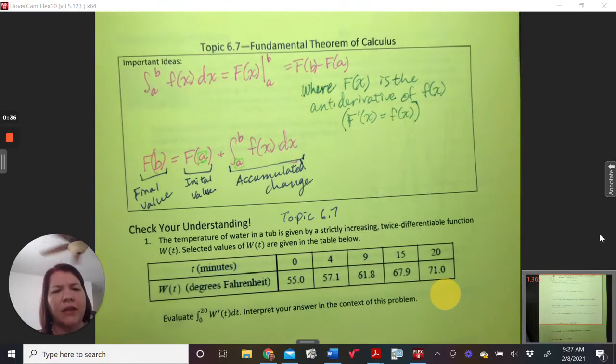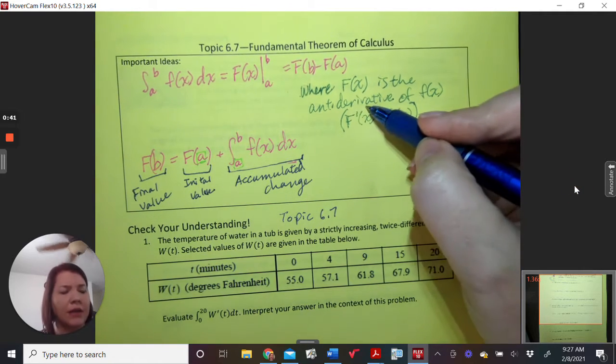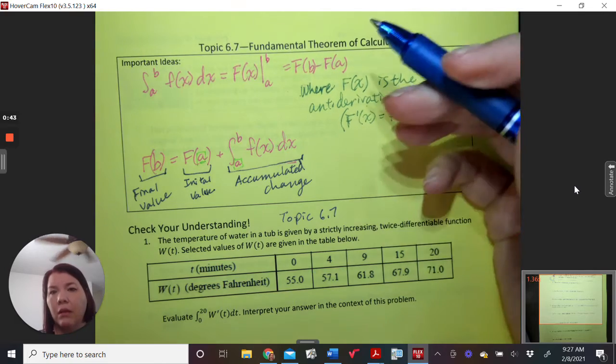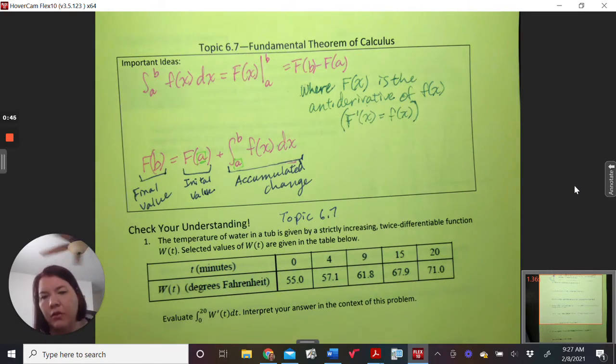I don't know if I've defined antiderivative in class. It felt like that was new all of a sudden. So antiderivative just means undoing the derivative on the function.